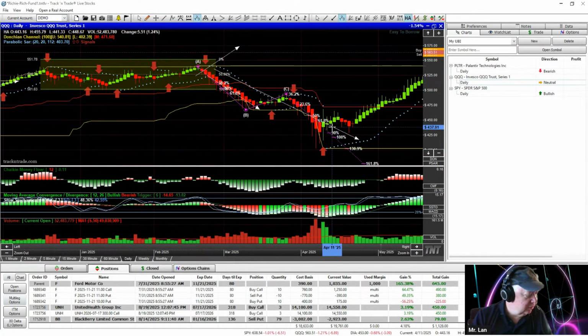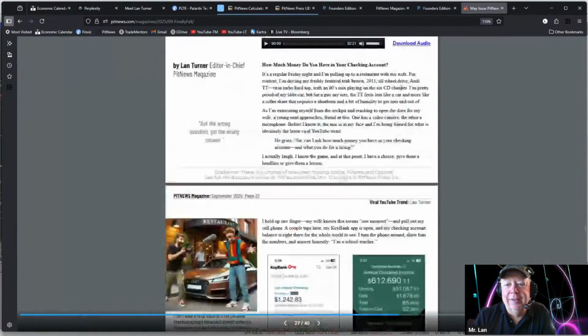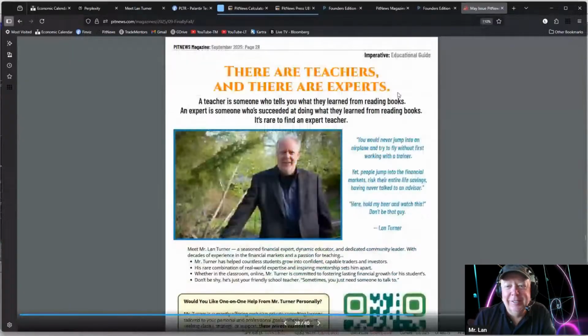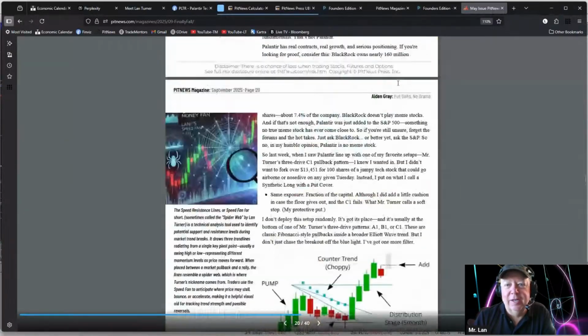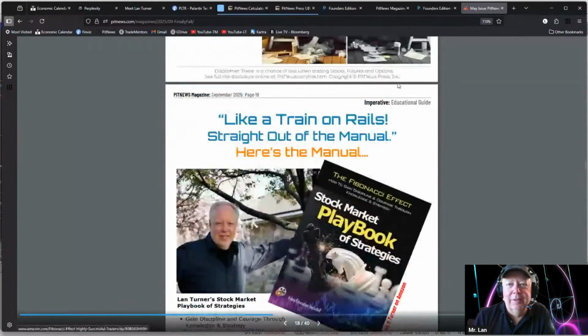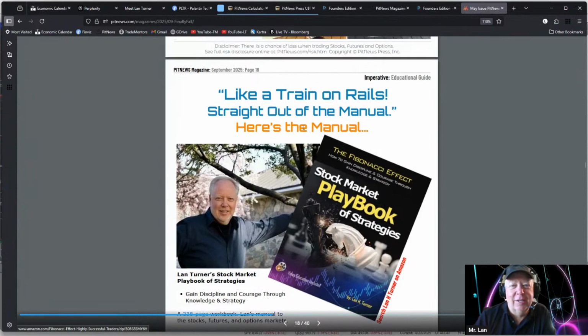Speaking of train on rails, in my magazine, did you guys see this? I changed the title. Some of you are going to notice these funny things that I do, but most of you won't. Like a train on rails. Look at that, right there on the headline. Like a train on rails, straight out of the manual. Here's the manual right here. The stock market playbook of strategy. So when I say like a train on rails, straight out of the manual, here's the manual.